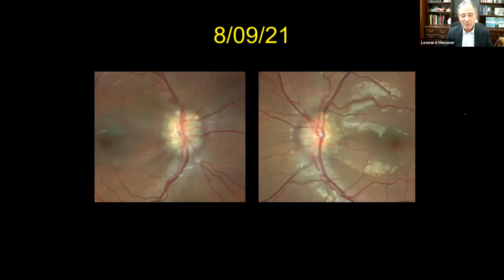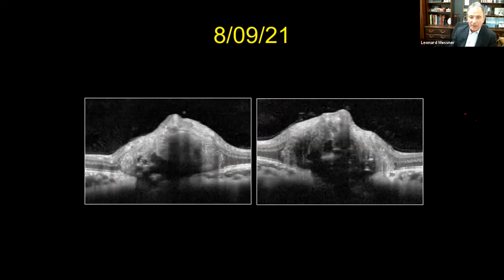Now, for your viewing pleasure, I just happened to see this gentleman yesterday in follow-up. And these are his fundus photographs looking fairly similar to what we saw before. These are his OCTs looking quite similar to what we saw before. Again, here you can see the multiple areas of drusen in both eyes.